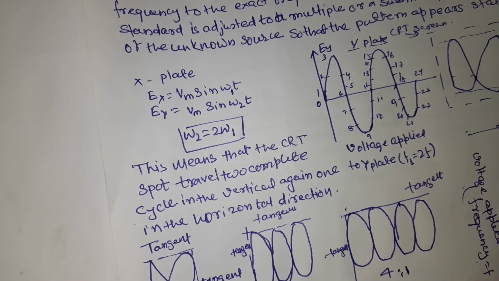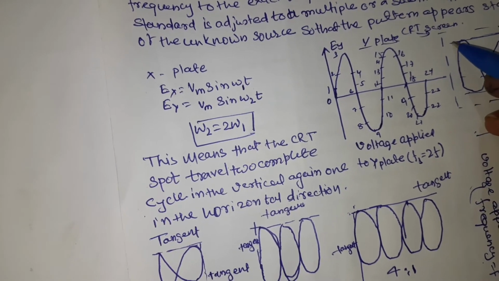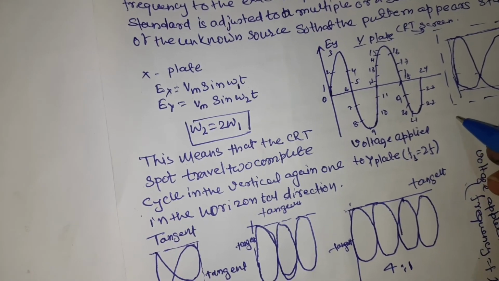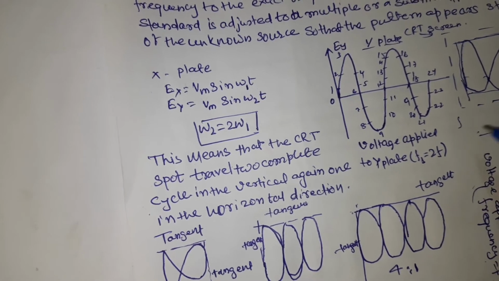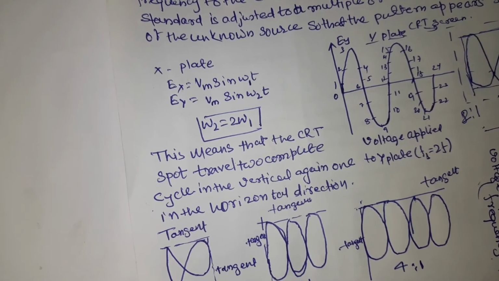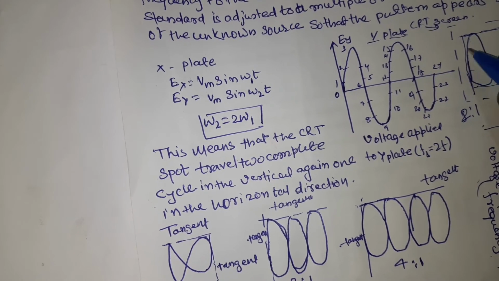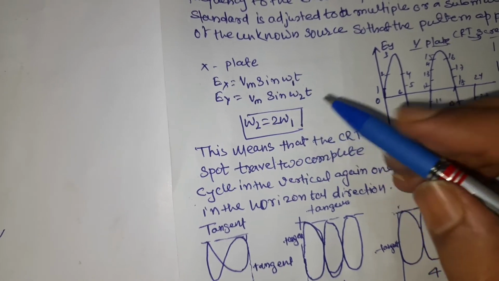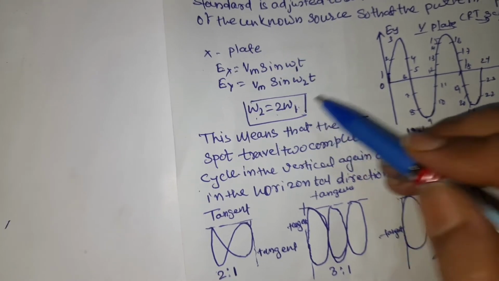The ratio is found by drawing the tangent across the y-axis and x-axis. So the frequency ratio is 2:1. That means the tangent touches two cycles in the horizontal direction, and in the y direction it touches only one. So the ratio is 2:1. In this way we can measure the frequency. Unknown frequency is equal to 2 times the standard frequency.